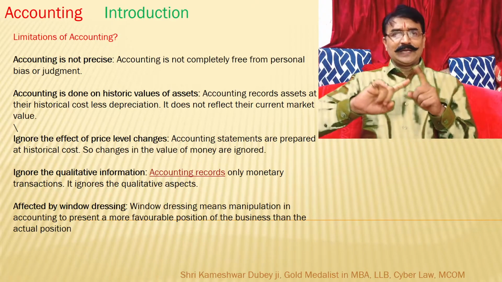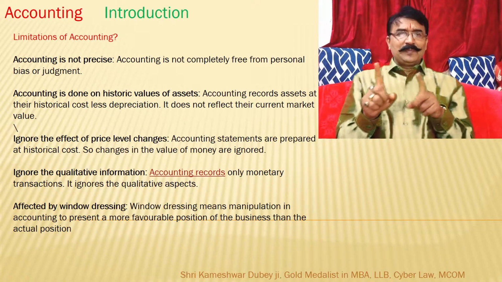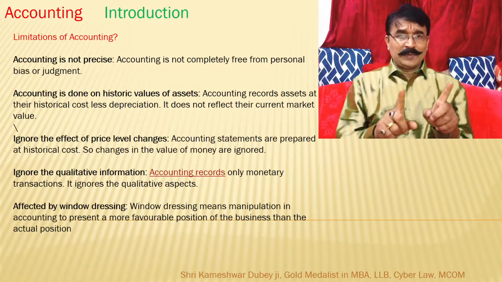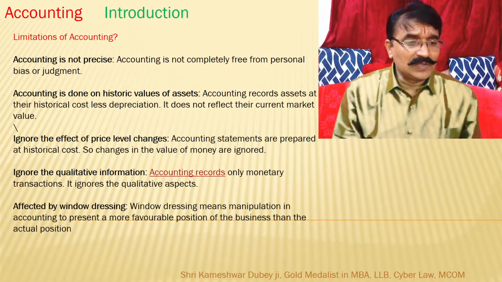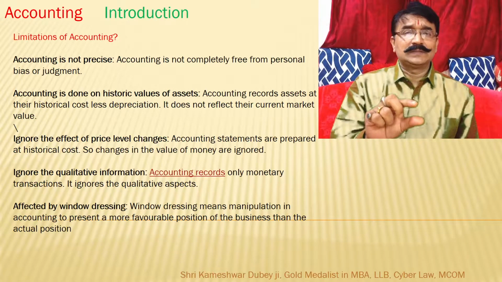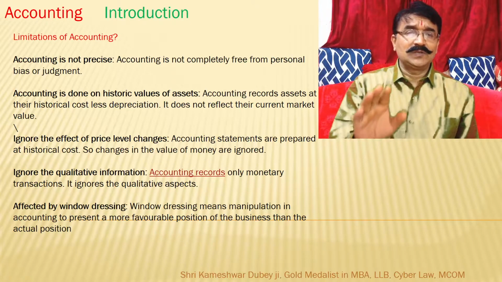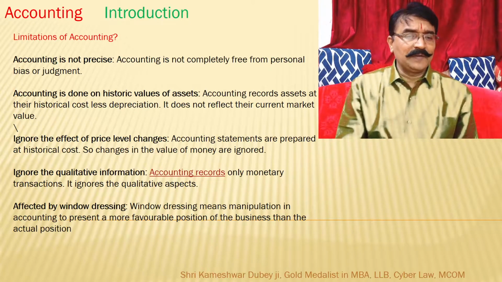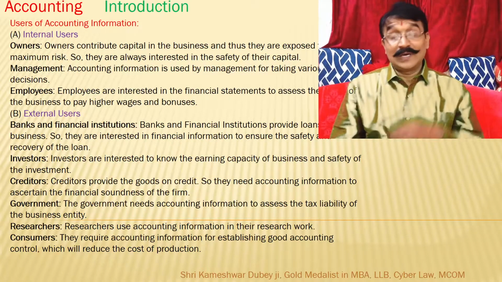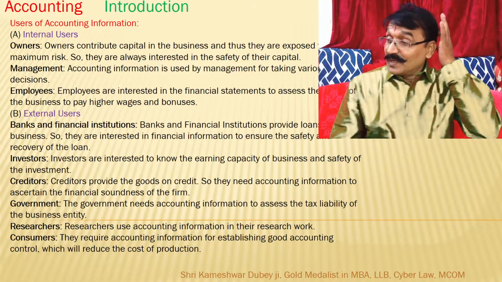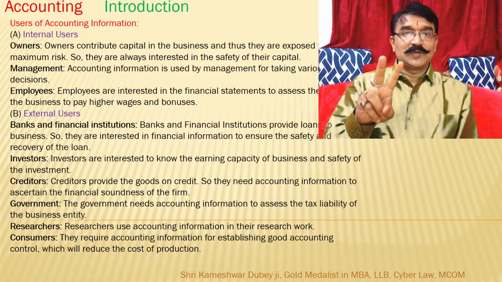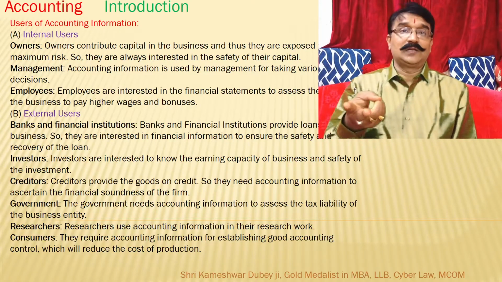Price levels are varying. So for comparative study, this becomes a little bit problematic. It ignores qualitative information. Here only quantity is mentioned. Quality is not mentioned. So that is a lacuna. Then it is affected by window dressing also. Then who are the users? Who are the users who are going to use this information?